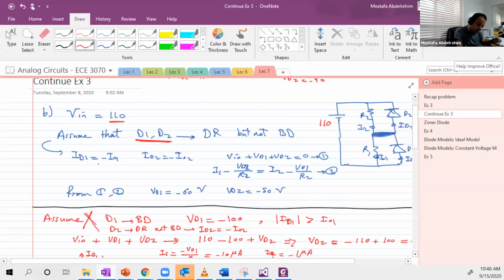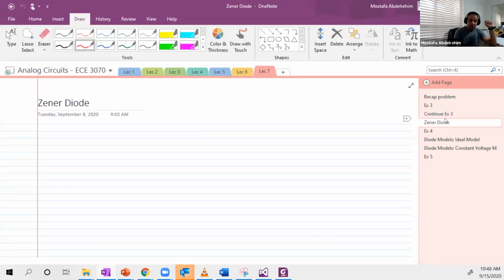Okay, so let's go to another example. In these previous two examples, example 2 and example 3, we saw that the diode can go in reverse and can even go into the breakdown region based on the input voltage. If the input voltage is greater than the breakdown voltage, the diode can go into the breakdown.